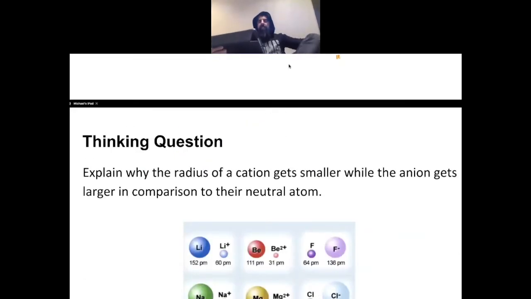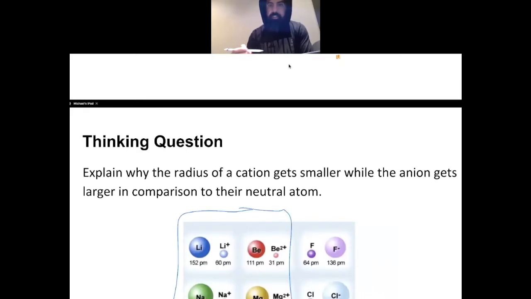Explain why the radius of a cation gets smaller while the anion gets larger in comparison to their neutral atom. Well, as we mentioned moments ago, if you look at this diagram here, here's lithium. Notice the radius is larger, but once it loses that electron, that radius becomes smaller because it's lost the one electron that is being repelled by all the inner electrons. The same thing goes with any of the cations. When the cations form, they all become smaller than their neutral atom.